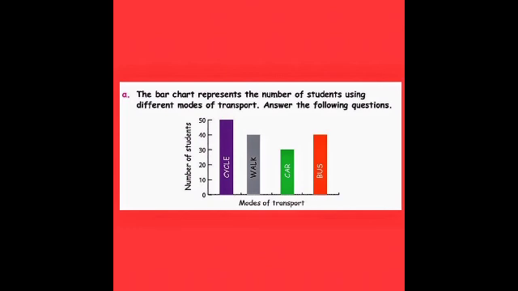From the picture, I am asking, how many students are using the cycle? 50. How many students are using by walk? 40. How many students using car? 30. How many students using bus? In between the 50 and 40, we have the number 45. So, from the following picture, we are going to derive some answers which are given in the questions.